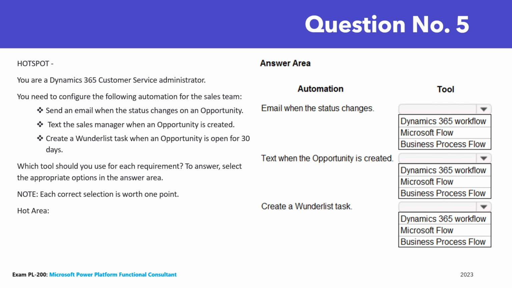You are a Dynamics 365 customer service administrator. You need to configure the following automation for the sales team. Send an email when the status changes on an opportunity. Text the sales manager when an opportunity is created. Create a Wunderlist task when an opportunity is open for 30 days. Which tool should you use for each requirement? To answer, select the appropriate options in the answer area.